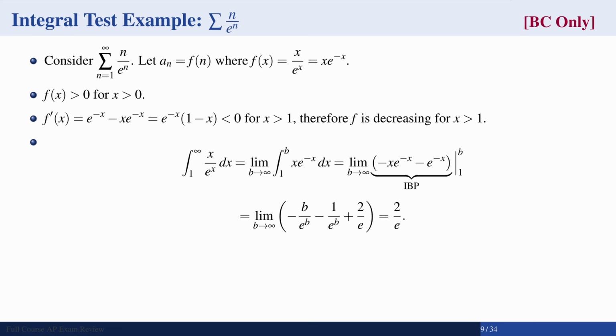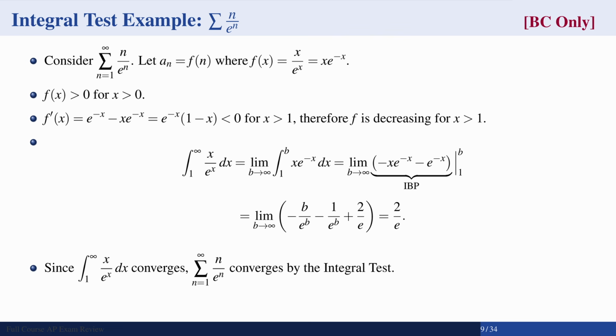And then we take the limit as b approaches infinity, which leaves us with just 2 over e, which is a finite value, so this converges. Since the improper integral converges, we know that the summation or the series also converges by the integral test. That's why I would not do the integral test unless someone forced me to do it.